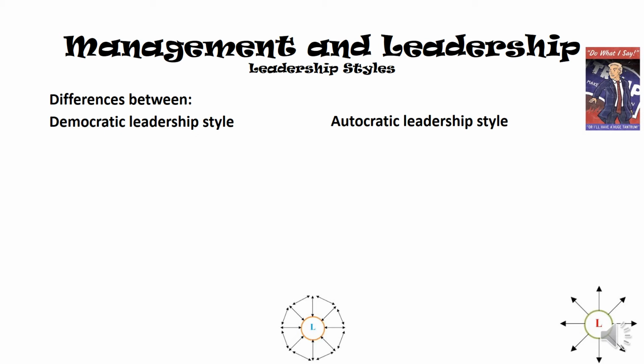What is also important is that we know the differences between a democratic leadership style and an autocratic leadership style. They are basically polar opposites. In a democratic leadership style, we said that the leader involves employees in the decision-making process. So there's consultation with employees. The leader doesn't make the decision all on his own. He involves the employees. Employees can give their own ideas before a decision is ultimately made.